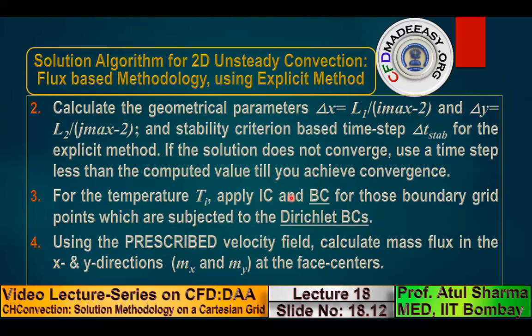Thereafter, using the prescribed velocity field, you calculate the mass fluxes in the x and y direction, where mx will involve u velocity and my will involve v velocity. Since the velocity field in general can be varying at various grid points, note that these mass fluxes are calculated at the face centers, that is the green square and the red inverted triangle. And since the velocity can be varying all over the domain, this mx and my are represented as two-dimensional matrices in a 2D problem.